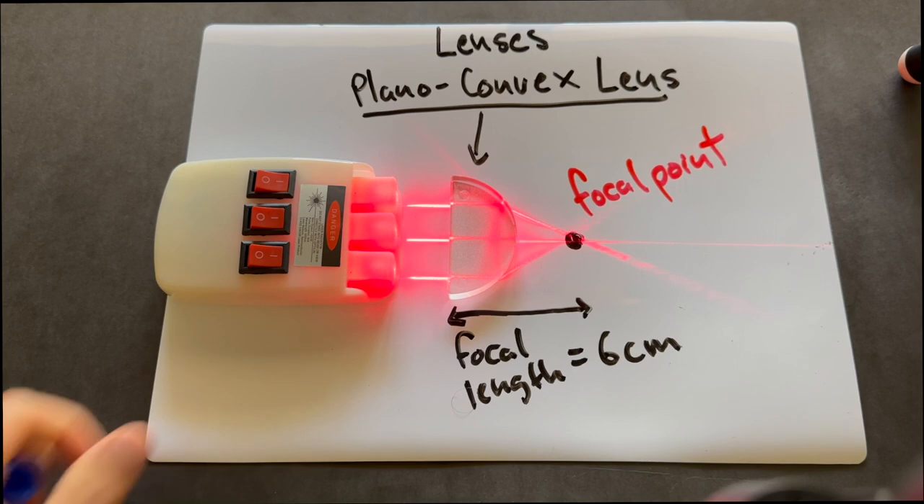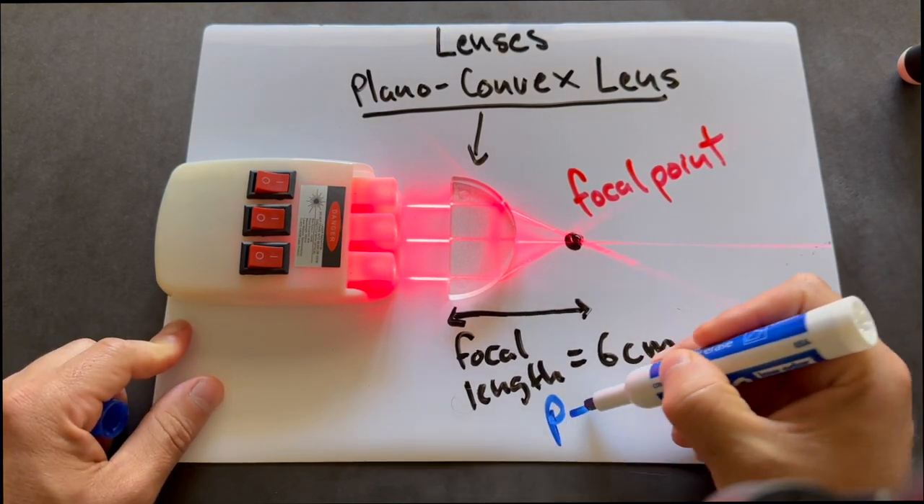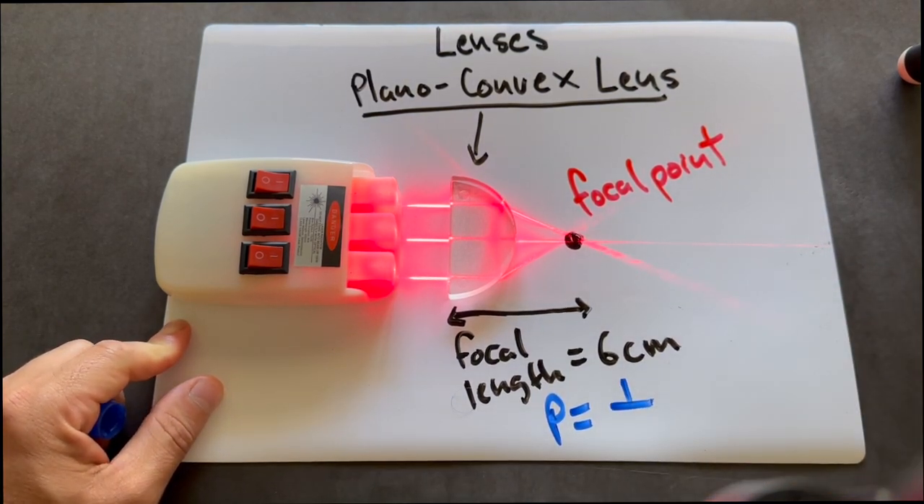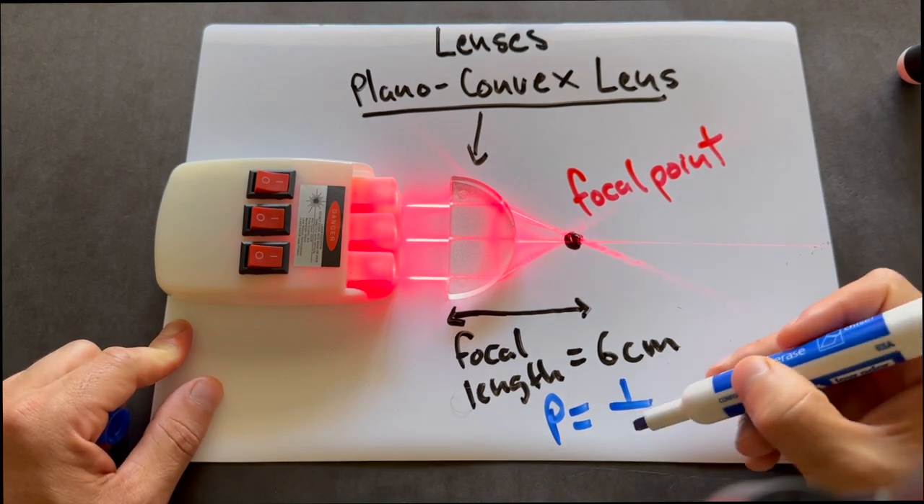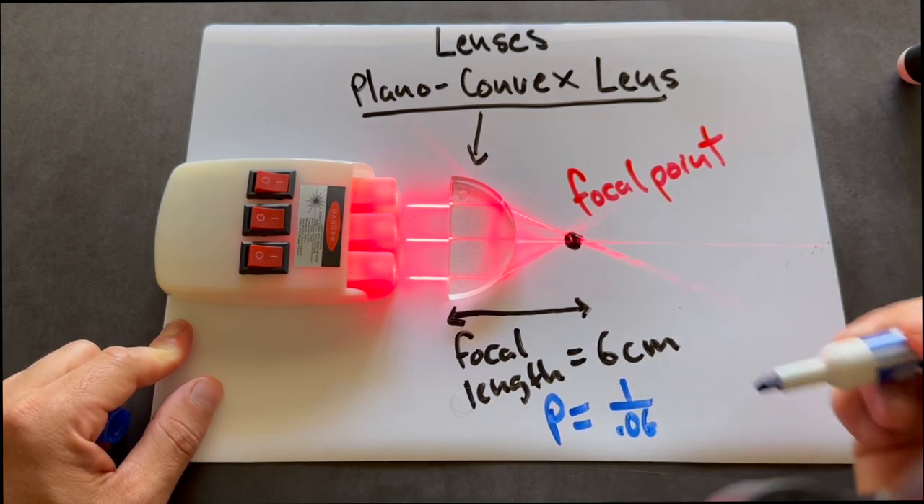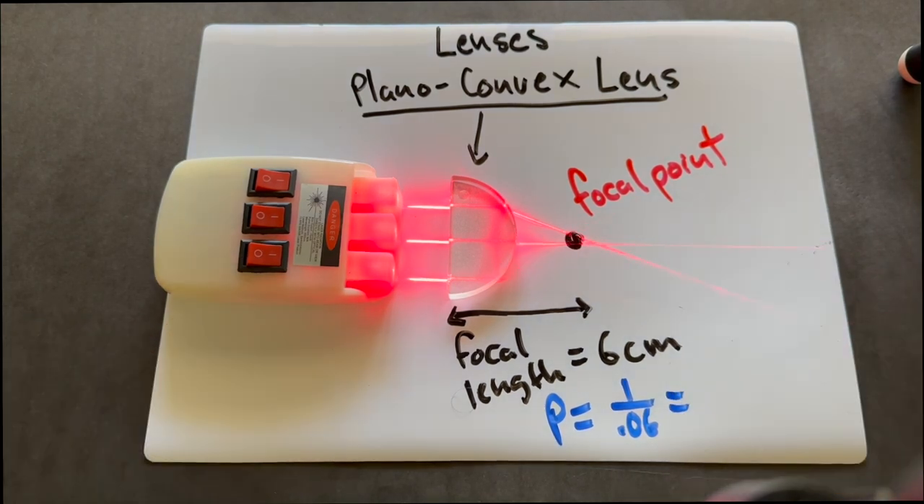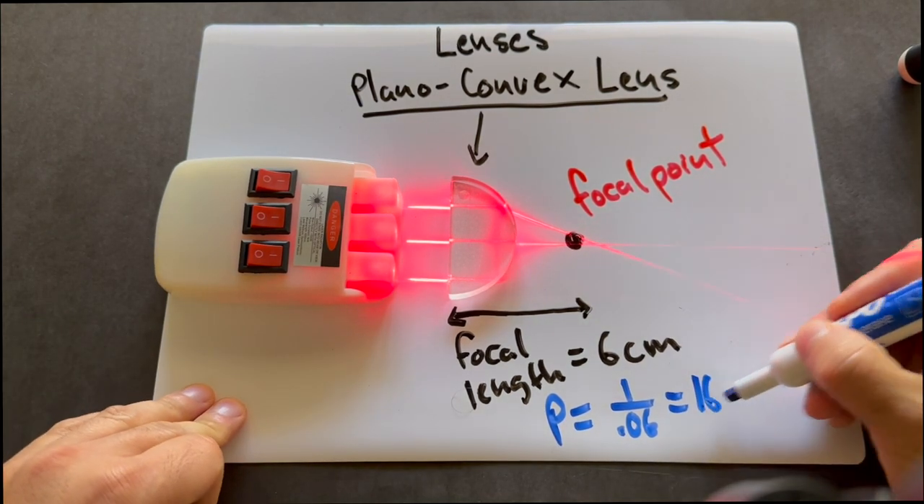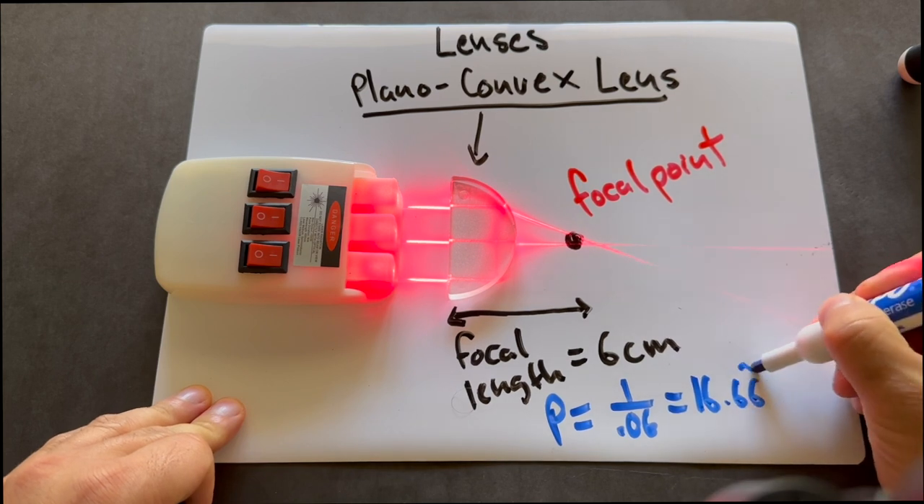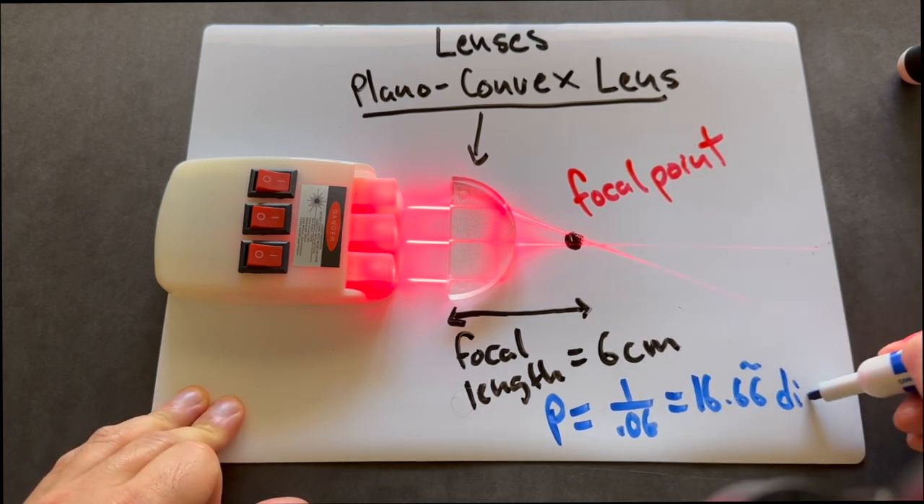So in this case, our power would be equal to 1 over 6 centimeters, but we have to convert that to meters. So it'd be 1 over 0.06, which would give us 16.66, and the unit of measure is diopters.